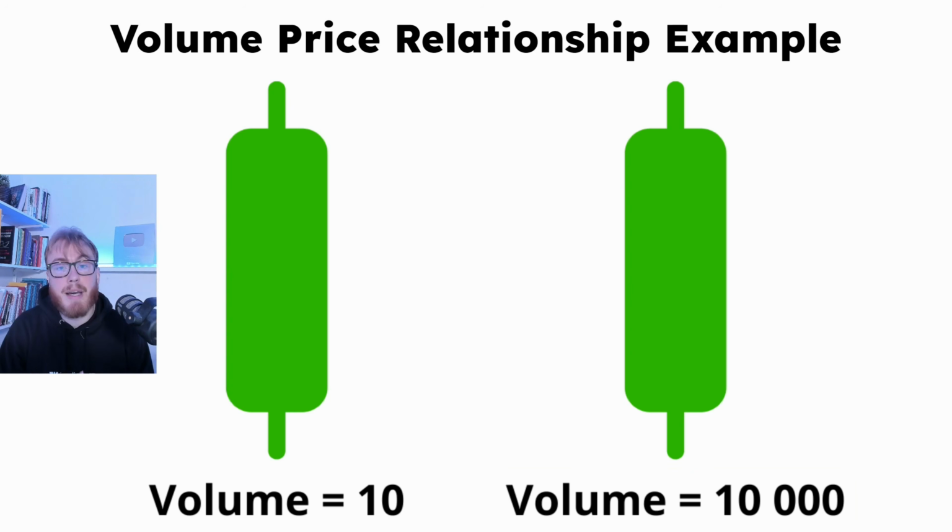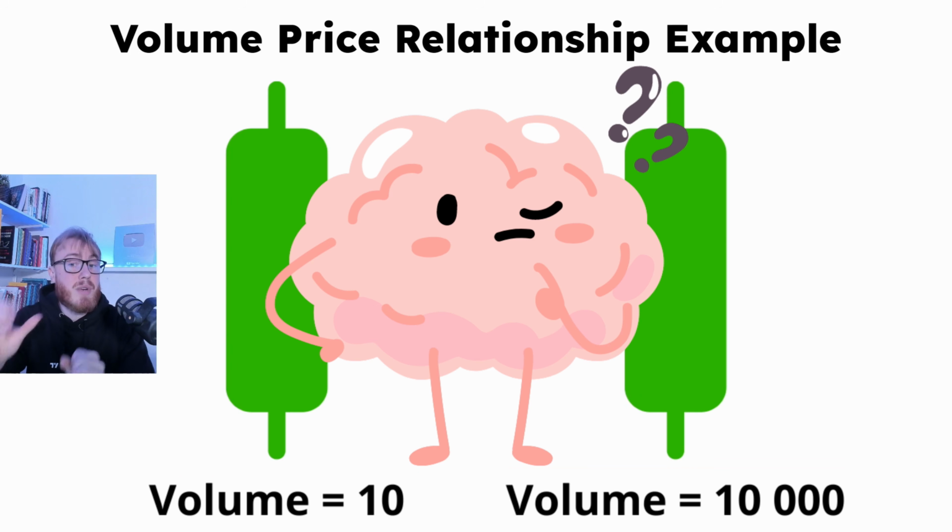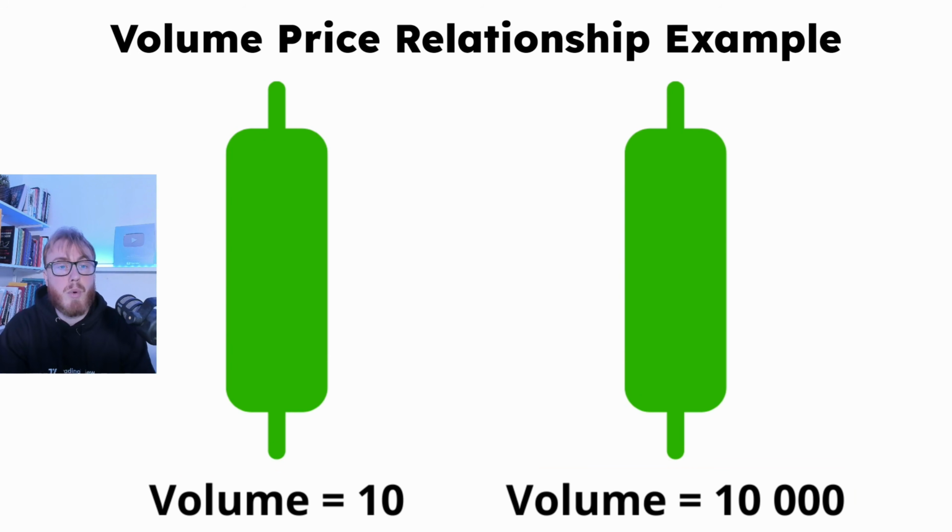And now my question to you guys is, which of these candles are more bullish? The one to the left or the one to the right? Or in other words, which of these candles are more significant? Well, to answer this question, remember how we can think about volume. When it comes to green candles, we can think about volume as how many buyers are supporting the move.